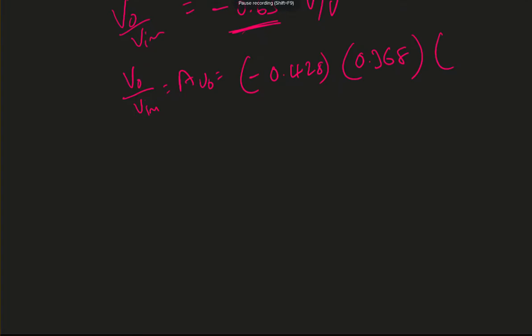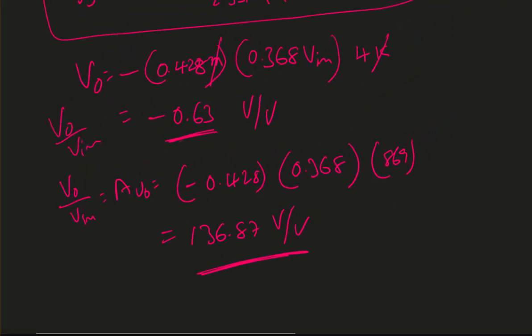If you combine these three, we'll end up with AV naught. Combine means not addition, we need to multiply here. So we'll end up with 136.87 volt per volt. So my load resistance changed my gain a lot. Instead of using 4 kilo ohm, if I use a bigger number, more and more resistance at the load, then my gain is going to be more.